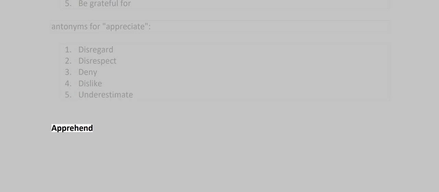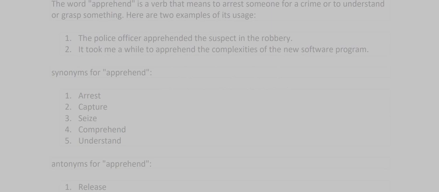Apprehend. The word apprehend is a verb that means to arrest someone for a crime or to understand or grasp something. Here are two examples of its usage. 1. The police officer apprehended the suspect in the robbery. 2. It took me a while to apprehend the complexities of the new software program.